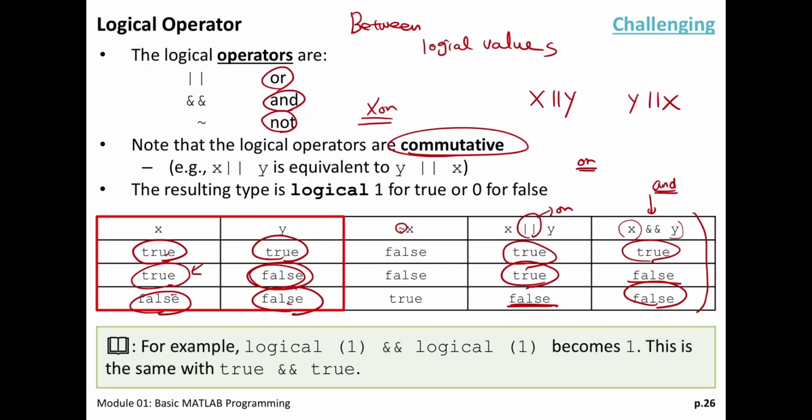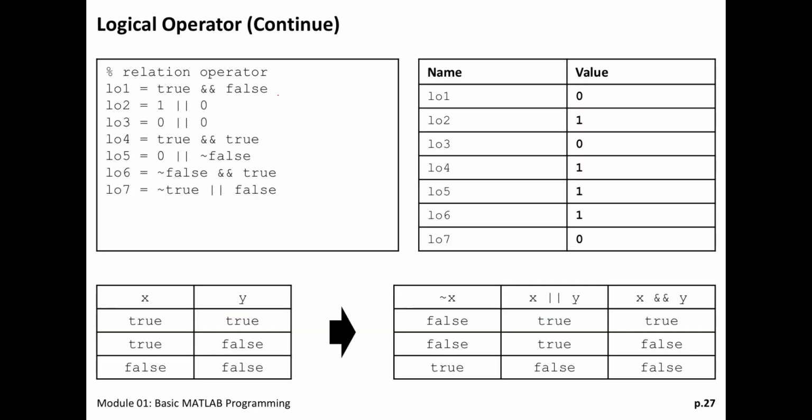Now this is just to give you the opposite answer. If X is true, that's false. False becomes true. Okay? So this logical operator is commutative, and this value is the same with false and true. Make sense? Okay, let's see an example.